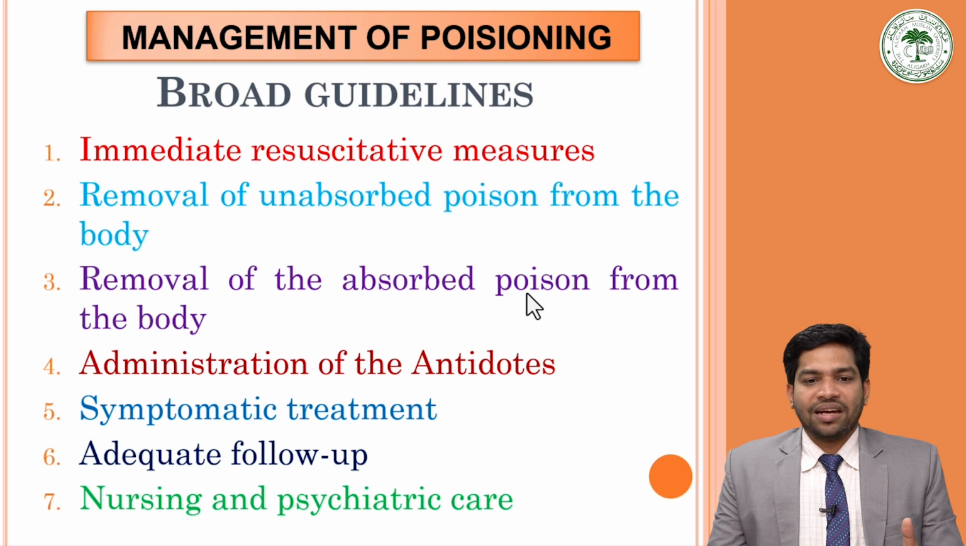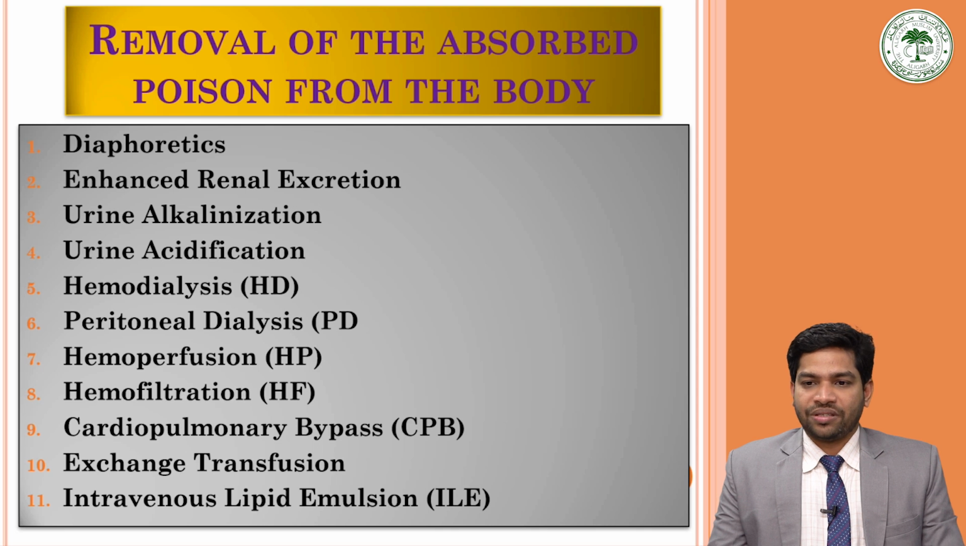So today we shall learn the third step in the broad guidelines of the management of poisoning, that is removal of absorbed poison from the body. For that, the following methods are employed. These include diaphoretics, that is compounds causing increased sweating, enhanced renal excretion, urine alkalinization, urine acidification, hemodialysis, peritoneal dialysis, hemoperfusion, hemofiltration, cardiopulmonary bypass, exchange transfusion, or intravenous lipid emulsion.